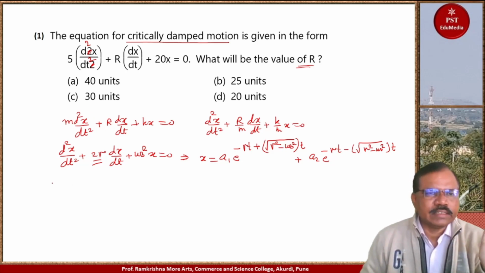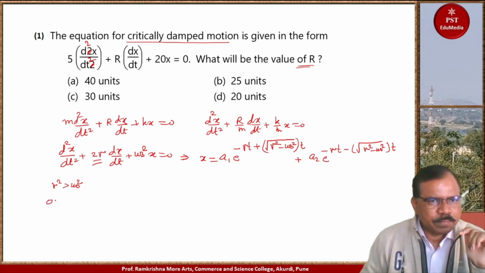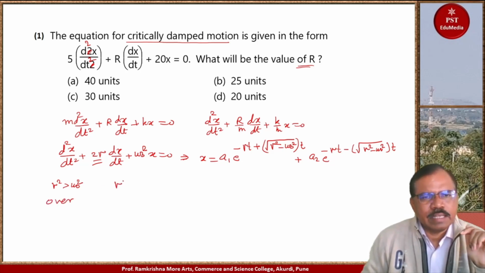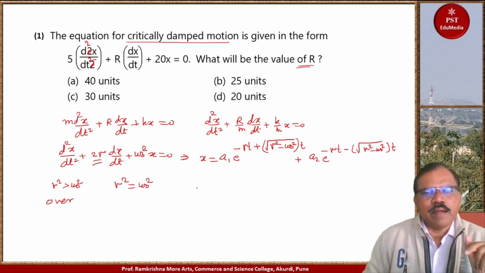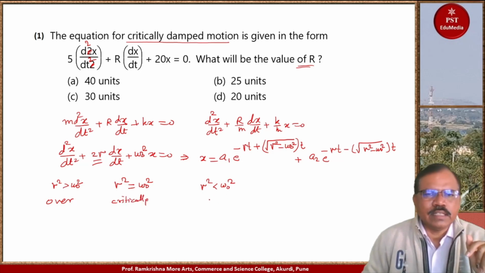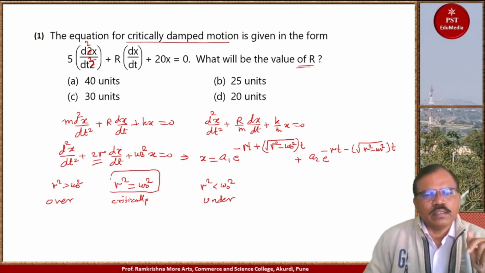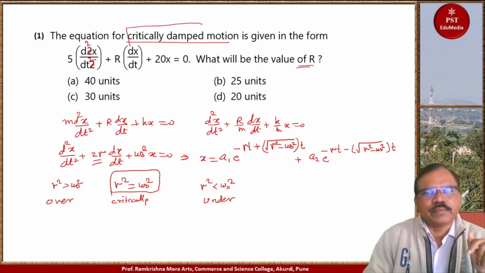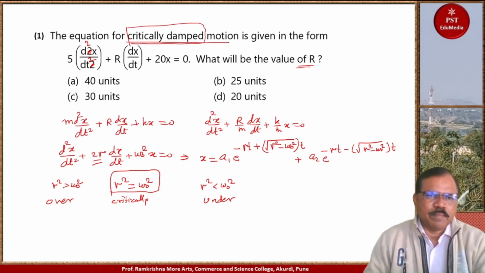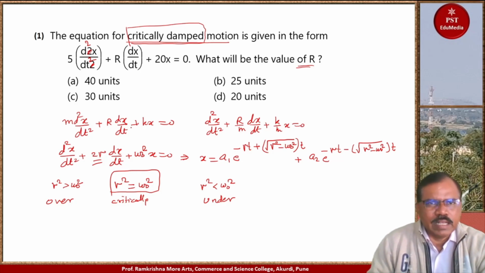And we have three cases. Gamma square is greater than omega 0 square, over damped. Gamma square is equal to omega 0 square, critically damped. And gamma square less than omega 0 square, under damped or damped oscillator. So here it is critically damped. Critically damped means gamma square is equal to omega 0 square.